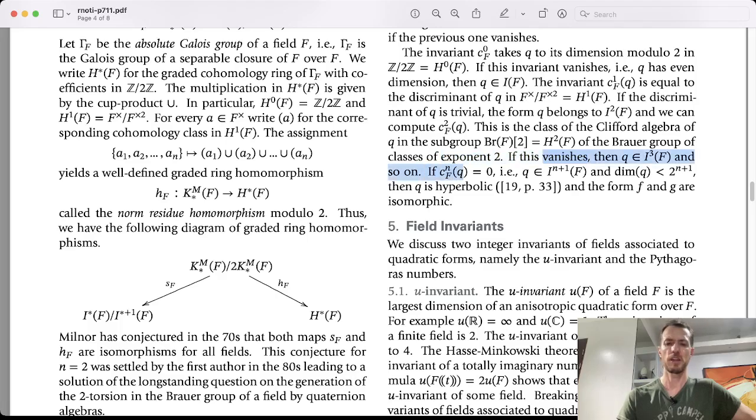If Cn of big F of q equals 0, i.e. q is in the ideal n plus 1 of big F, and the dimension of q is less than 2 to the n plus 1, then q is hyperbolic, and the forms f and g are isomorphic.